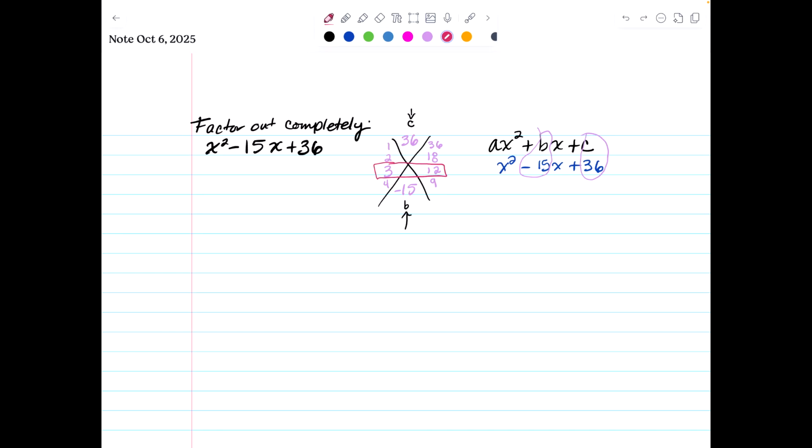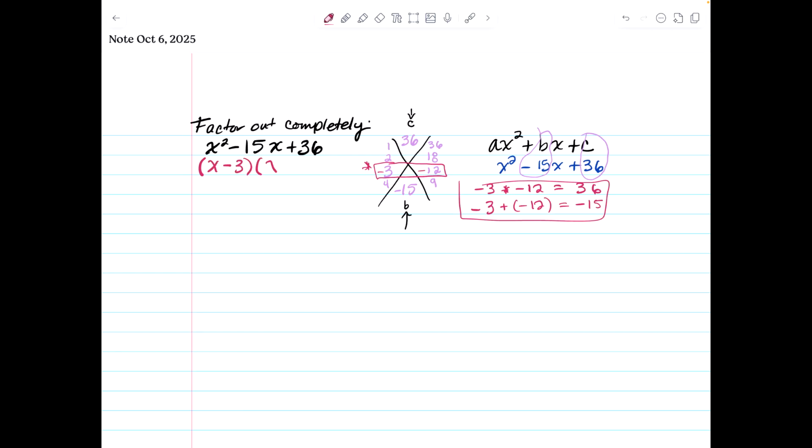The key here is to put negatives in front of these two factors so that when I combine negative 3 plus negative 12, we get negative 15. And negative 3 times negative 12 would give us positive 36. So this is the factor pair that we're interested in. So we're going to have x minus 3, x minus 12. And this would be our factorization.